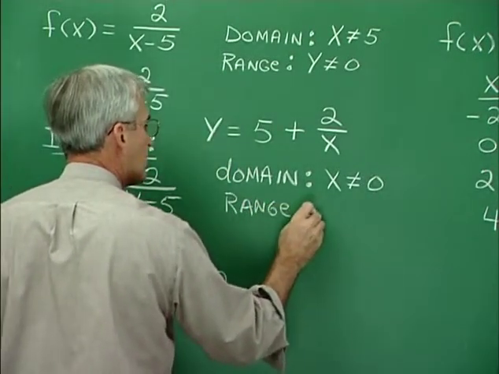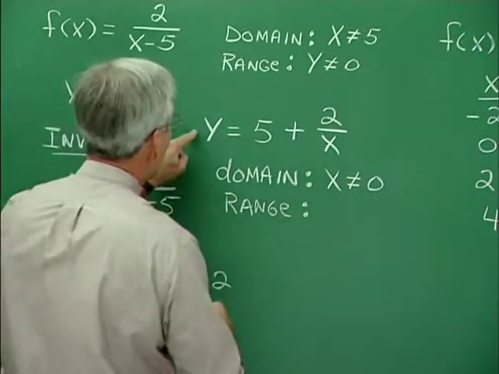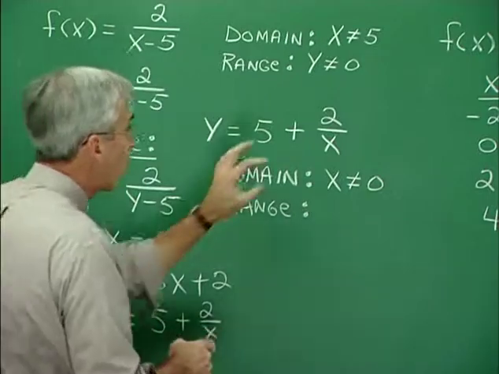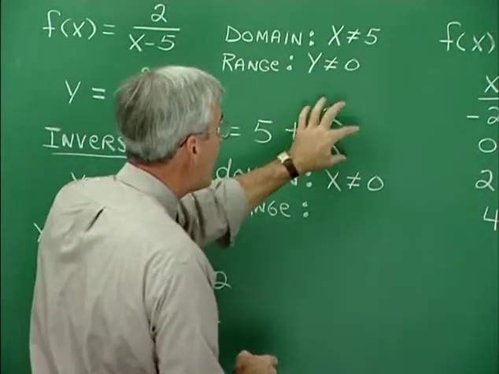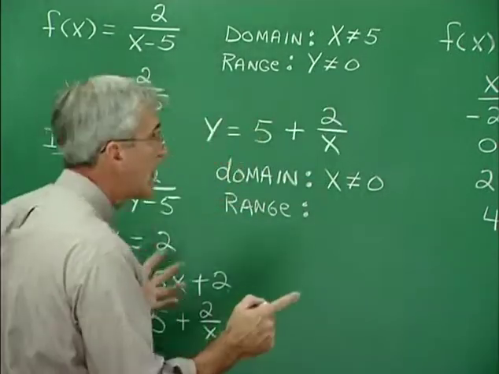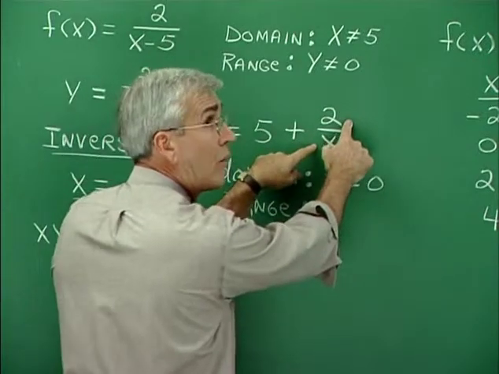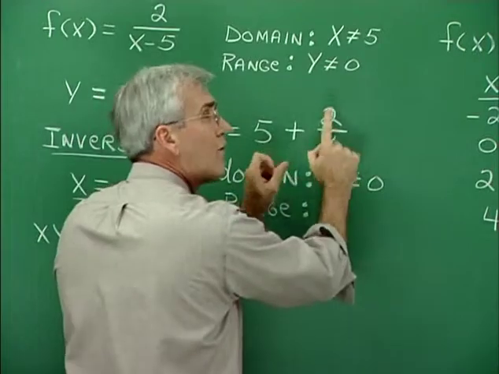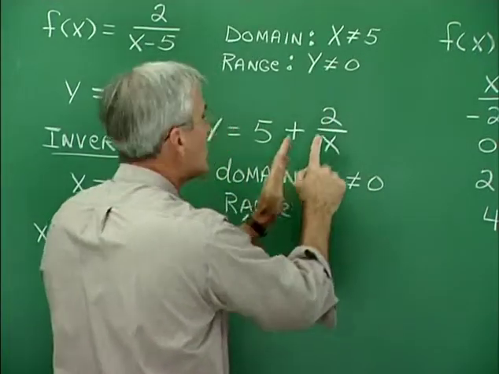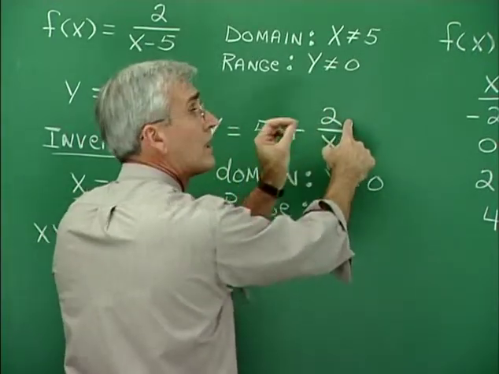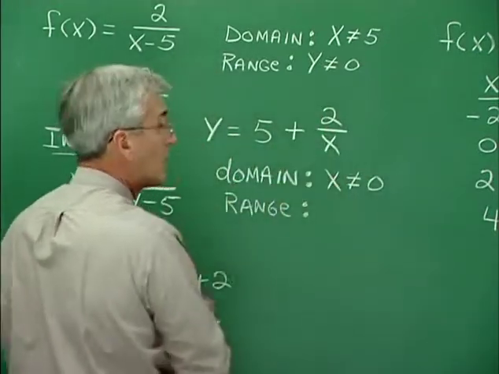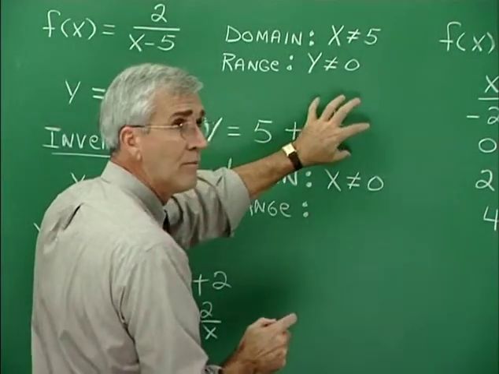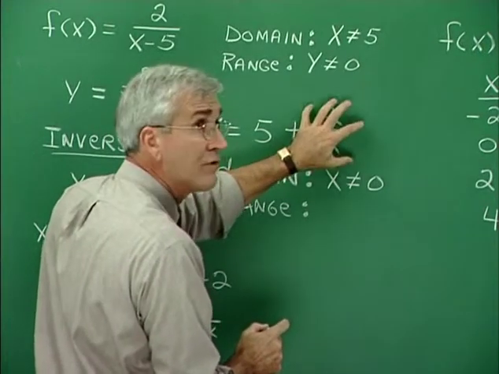What about range? Well, let's see. What values can y take on? We have 5 plus some fraction over here. But the fraction, we know, can never become 0. It can't become 0 because there's no variable up here which can take on a value which will cause the numerator to become 0 and therefore the fraction to become 0. So this fraction will always have value. Might be positive, might be negative, but it'll have some value.